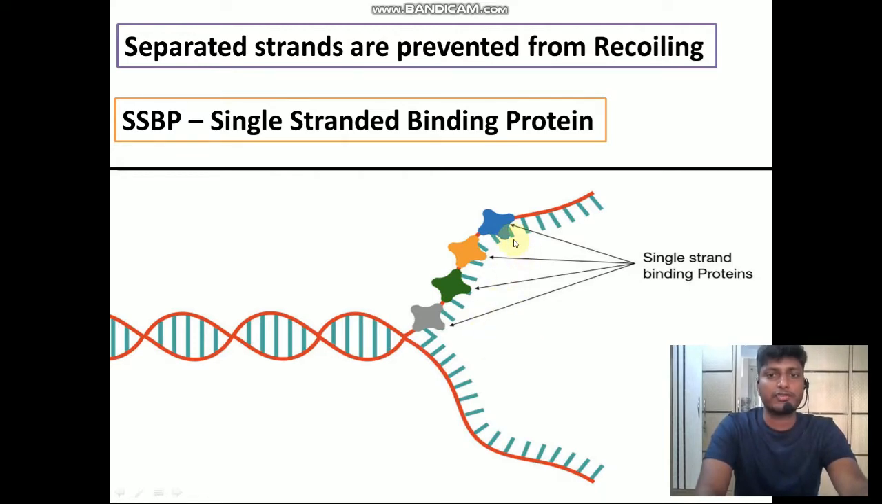So once the two strands have separated, now there are some special class of proteins. What are these proteins called? These proteins are known as SSBP proteins. What's the full form of SSBP? SSBP stands for single stranded binding protein. What's the role of this protein?